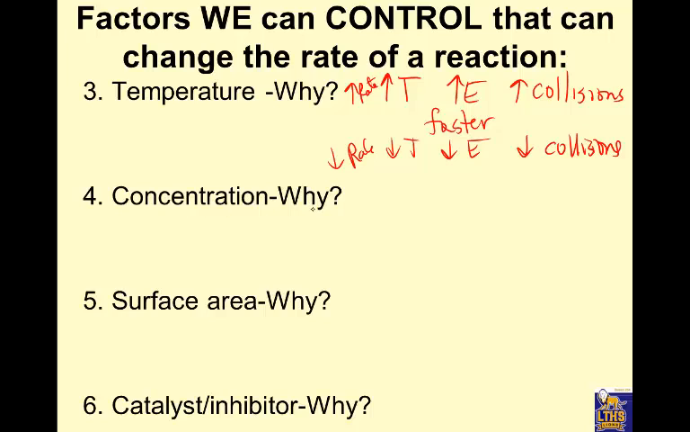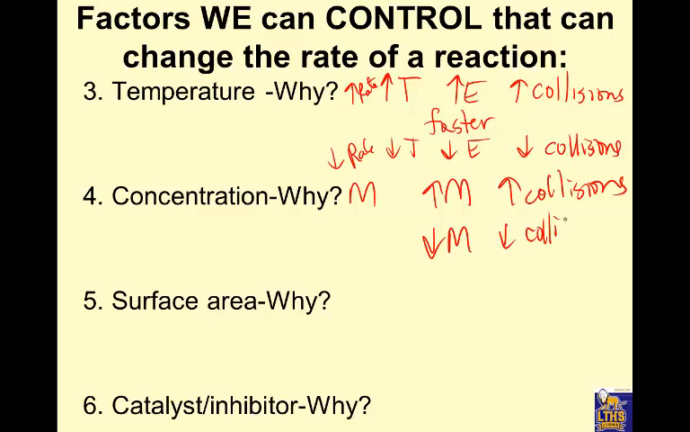Concentration. Why does concentration affect rate? Well, concentration means how many particles are in a certain area, molarity. If you have a high molarity, there's going to be more collisions. More collisions means more reactions. Lower molarity means less collisions. Less collisions means less reactions. So this is higher rate, this is lower rate.